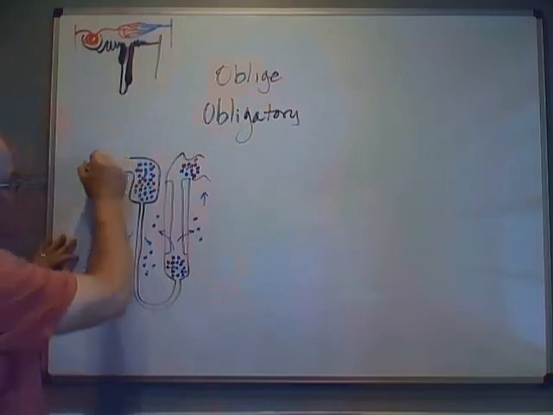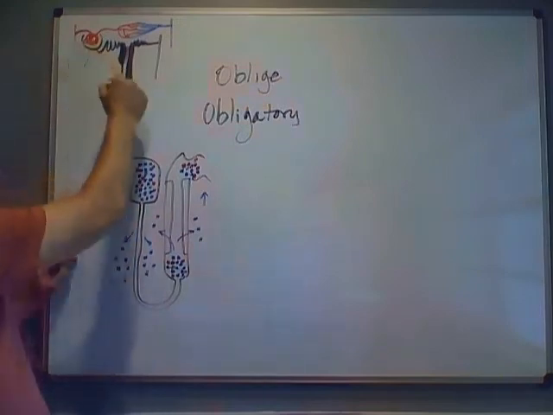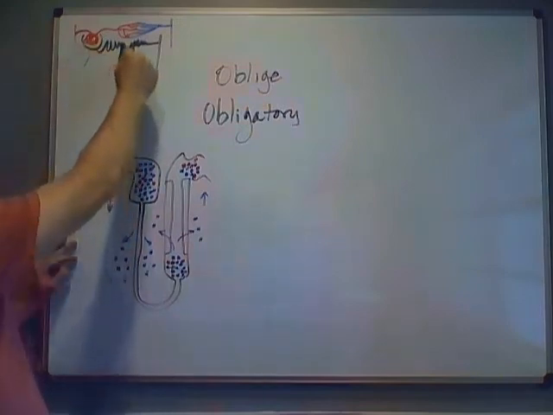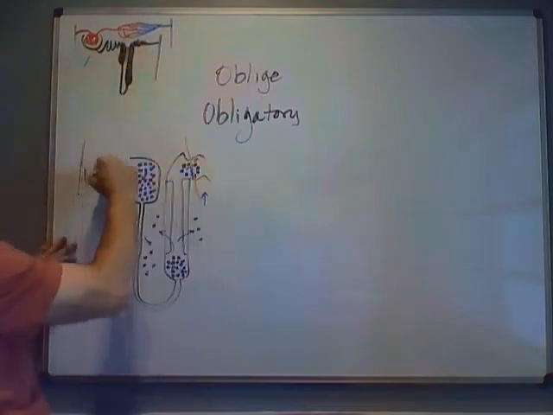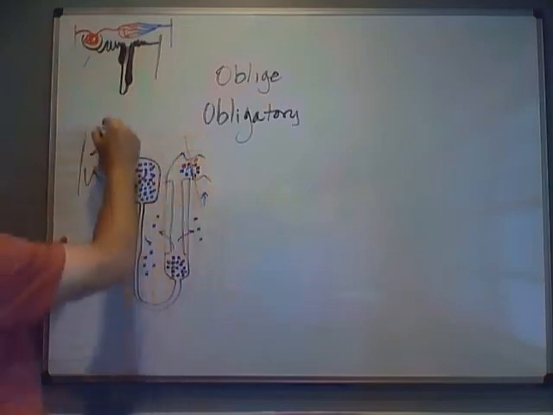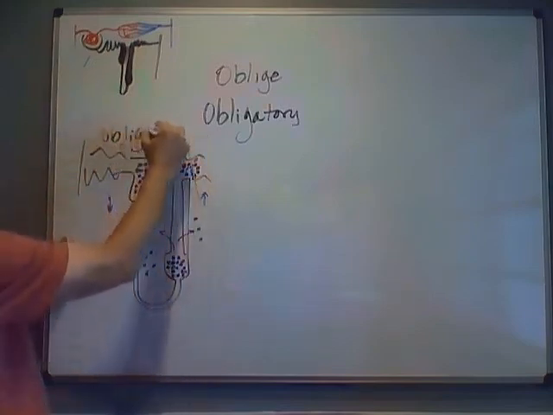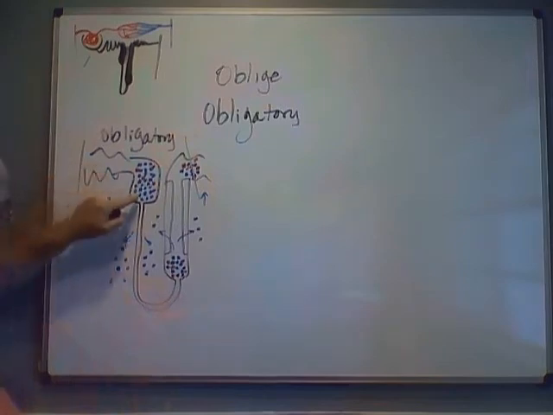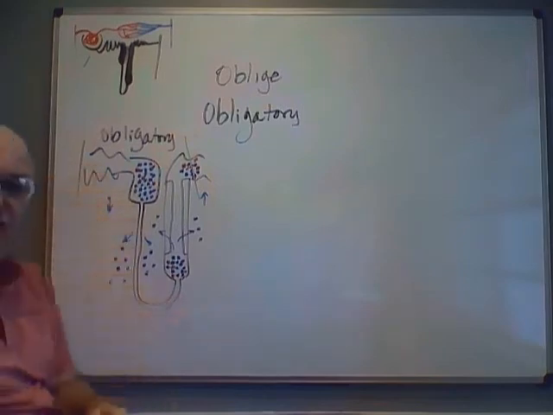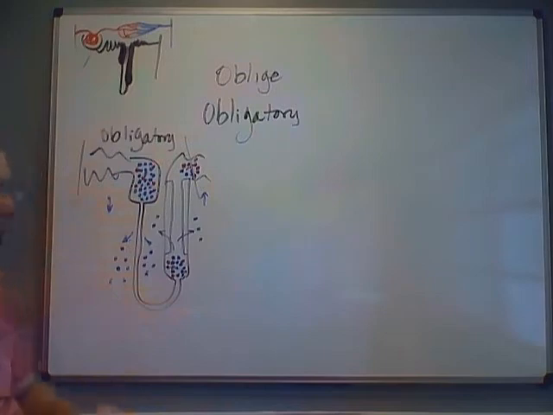Obligatory water reabsorption is what occurs between the proximal convoluted tubule and the loop of Henle to the beginning of here. All through the proximal convoluted tubule to the loop of Henle is obligatory. Remember, I reabsorb a lot of water in the proximal convoluted tubule. I have to do that to maintain body hydration. And then I reabsorb another 20 to 25% or so in the loop of Henle. I am obliged to do that. My body has to do that to stay hydrated.